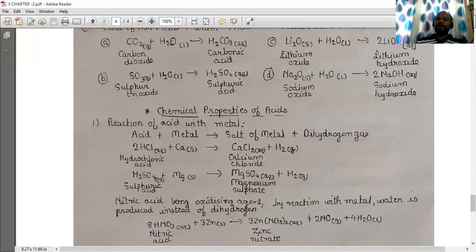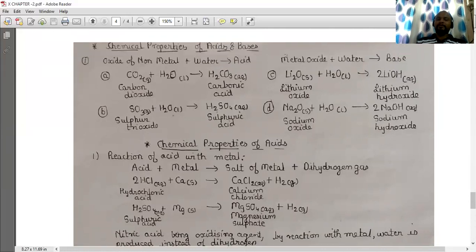Just recall the properties one more time. These are the chemical properties of acids and bases. Oxide of a nonmetal when it reacts with water gives you acid. That is CO2 plus H2O gives you H2CO3. Carbon dioxide when it reacts with water gives you carbonic acid. Sulfur trioxide when it reacts with water gives you sulfuric acid. SO3 plus H2O gives you H2SO4.